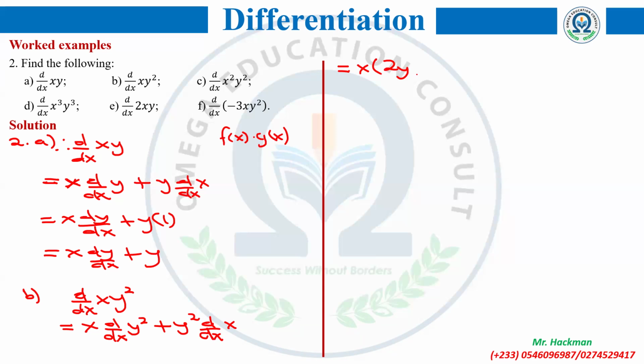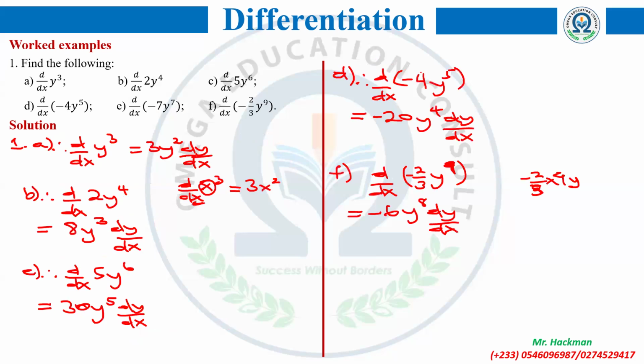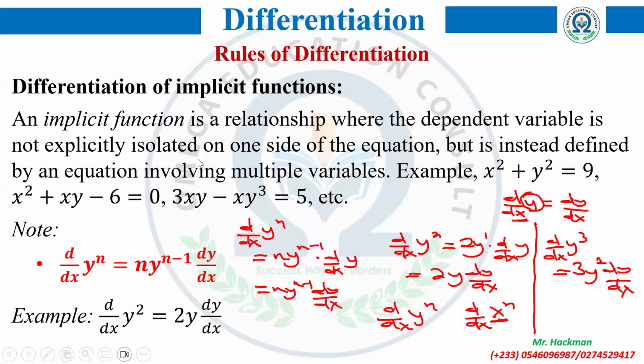Plus y squared. Where are we coming from? Even I was giving it there: 2y times dy dx. So it means there is a missing gap. You see the way I teach. Let's go back. I've taught you how to deal with that, even in the example.